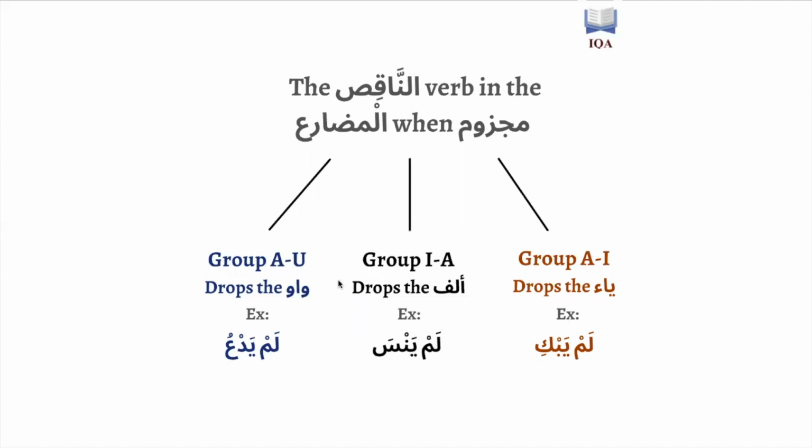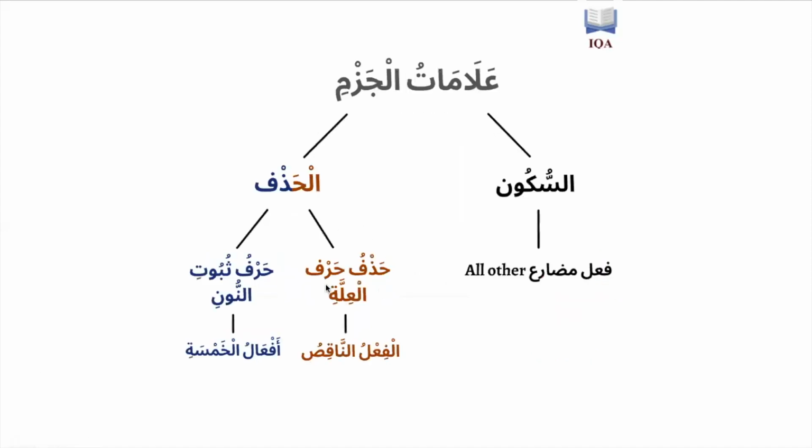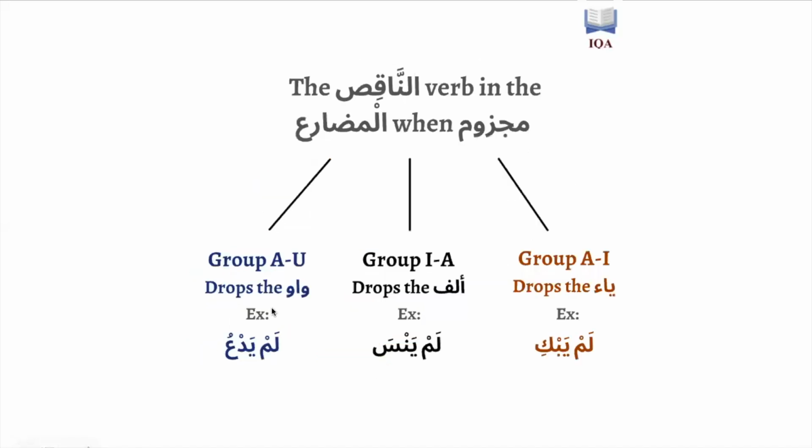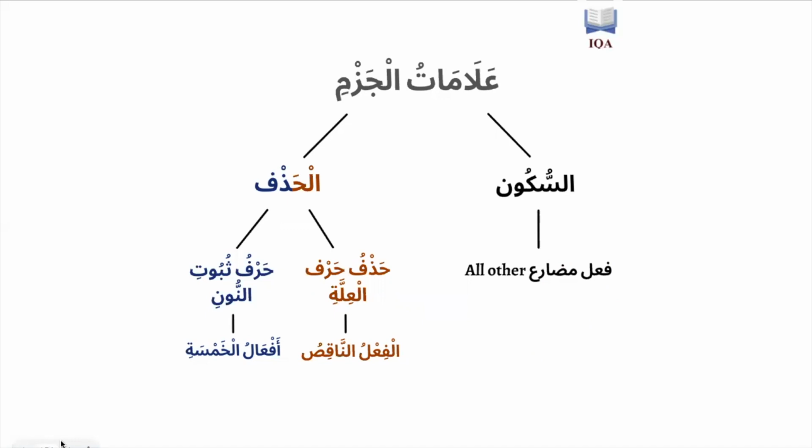What's common in all of these is that the sign of it being majzumun is the dropping of the weak letter, regardless of whether it's a waw or alif or a ya. And that is what's meant here when we say that alamat al-jazm, the sign of al-jazm is al-hadfu, dropping, the dropping of thubut al-noon in af'al al-khamsa, and the dropping of the weak letter in the fi'l al-naqis, as you can see here. And for all other verbs, excluding the fi'l al-naqis and the af'al al-khamsa, all other fi'l mudara, its sign of jazm is going to be the sukoon.